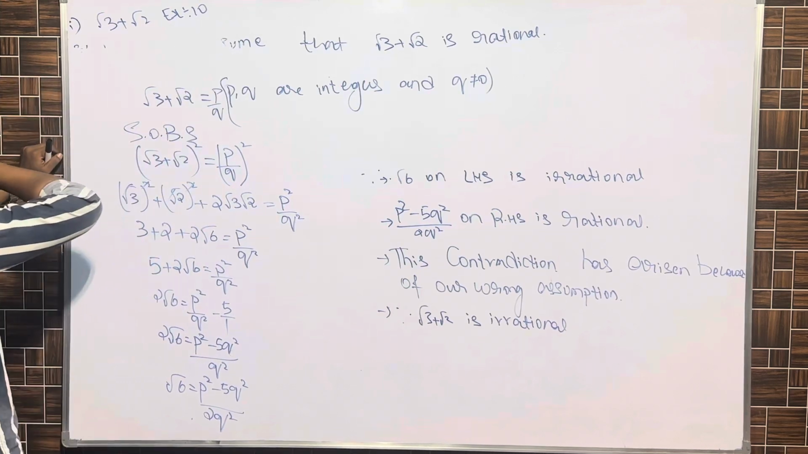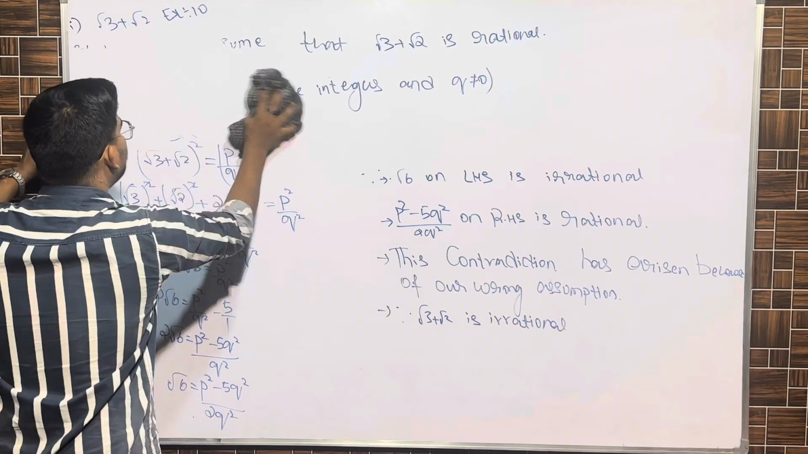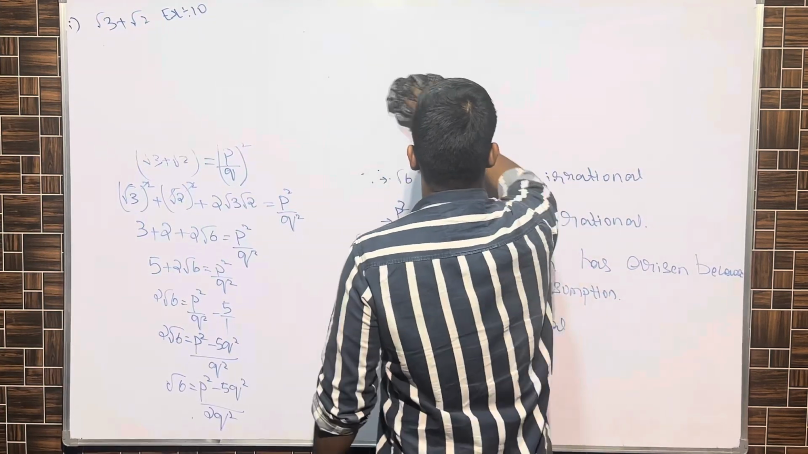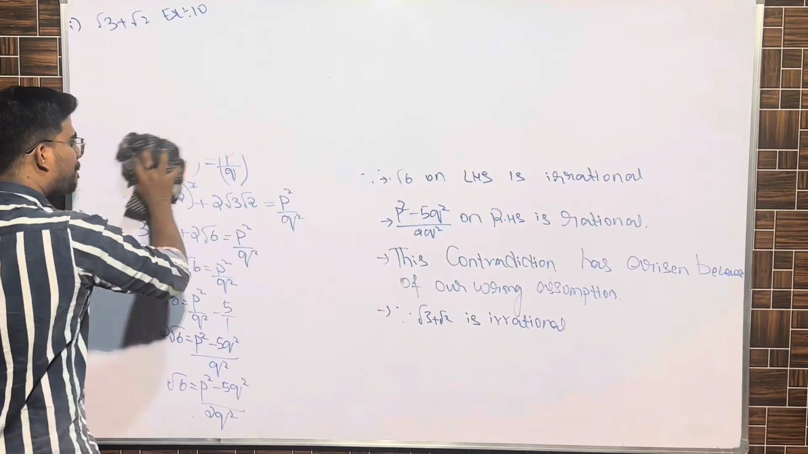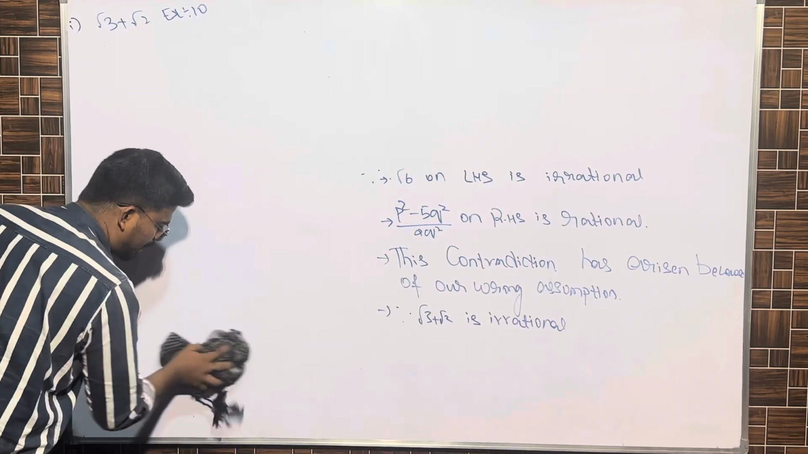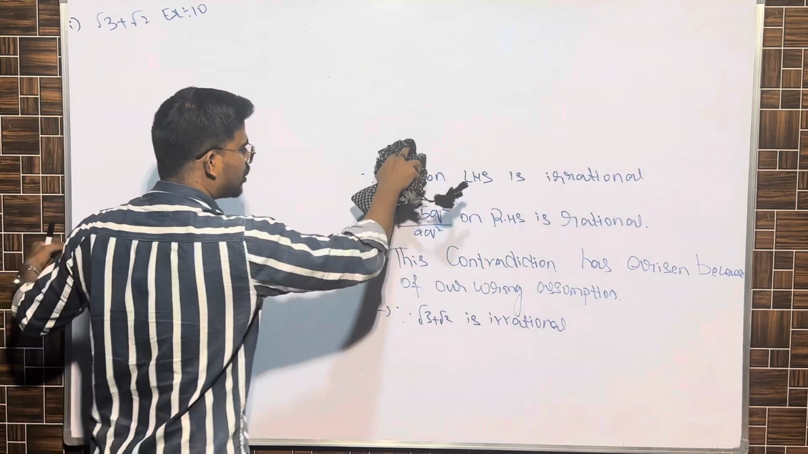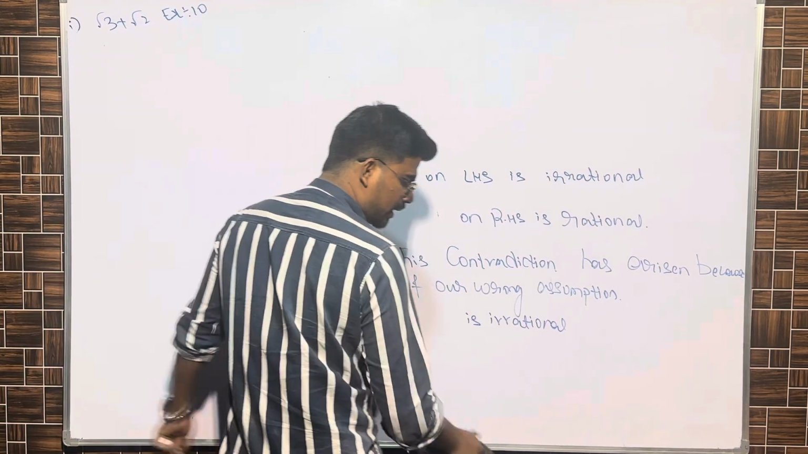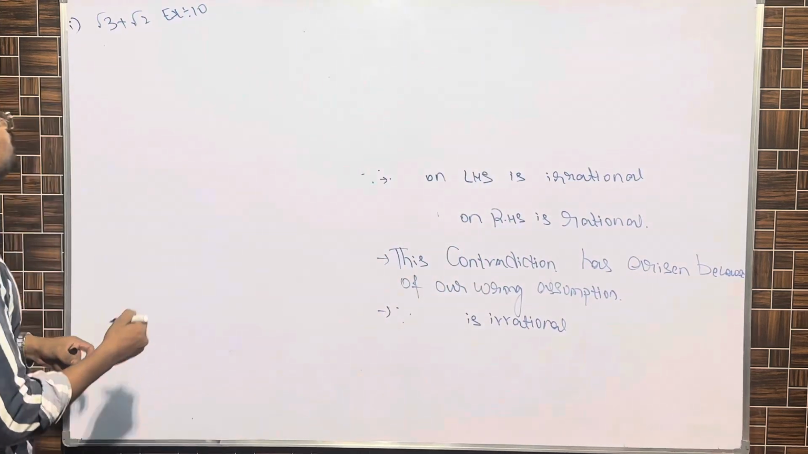Why did I erase this? P and Q, no? Third question, we have to prove root P plus root Q is irrational. Let us see how it goes.